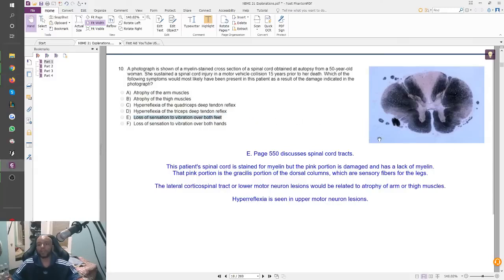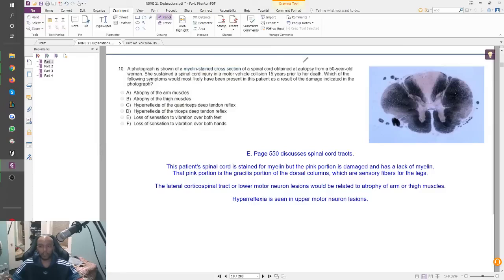But how would you figure out where is the damage here? Well, remember, they told you that this is a myelin-stained cross-section, right? This was a very easy question. They didn't want to pick on anything intense. The only place that's not staining with myelin is right here. This is your fasciculus gracilis, this area and this area, your left side and your right side. The fasciculus gracilis is not staining. Everything else is staining.